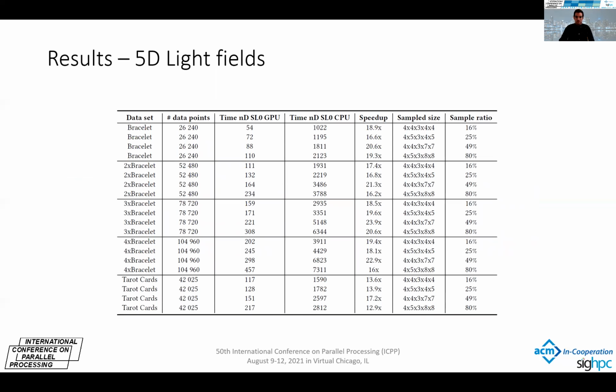Our first evaluation shows timing results for light fields. Here, each data point has 5 dimensions. We vary the sample ratio for the measurement tensor P for reconstruction. You see that the magnitude of the speed up for the GPU compared to the multi-threaded CPU is large and maintained through different sampling settings. Finally, we are able to run this with up to 100,000 data points in parallel.